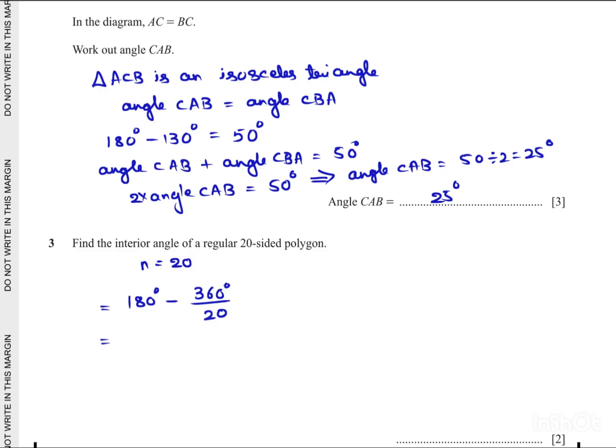So here just do that. 180, 360 divided by 20, we can cancel out zeros. 2 times 18. So 180 minus 18, if you do, you get the measure of interior angle. So 180 minus 18, 10 minus 8, this is 10 and this is 7. 10 minus 8 is 2, 7 minus 1 is 6 and 1 as it is. So 162 degrees is the measure of each interior angle.